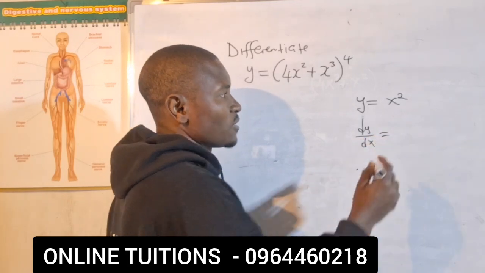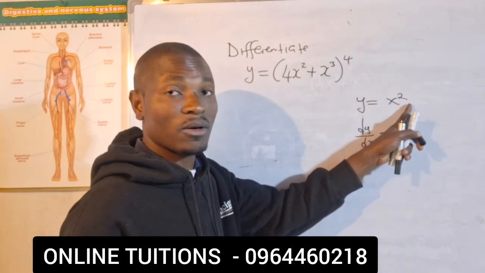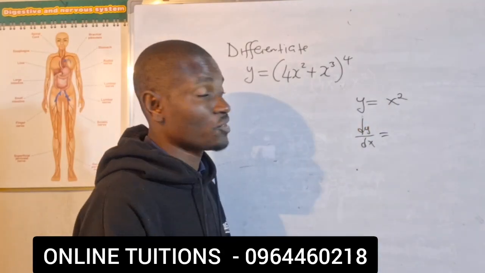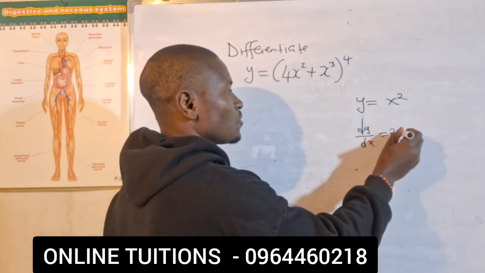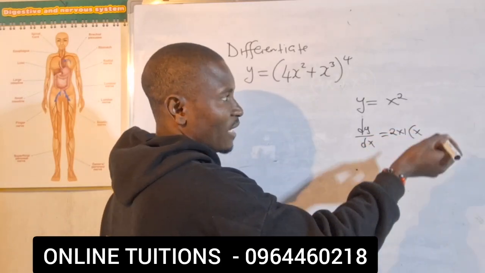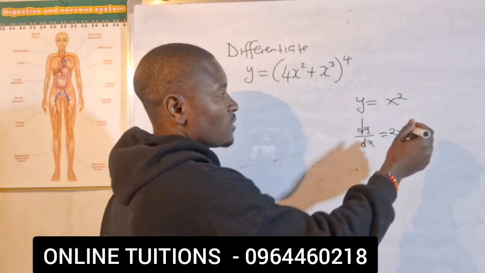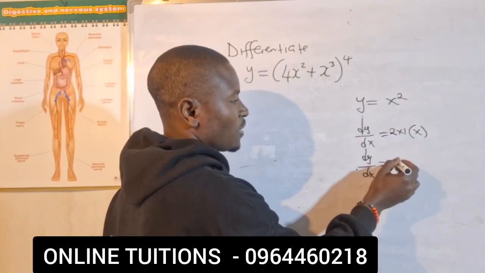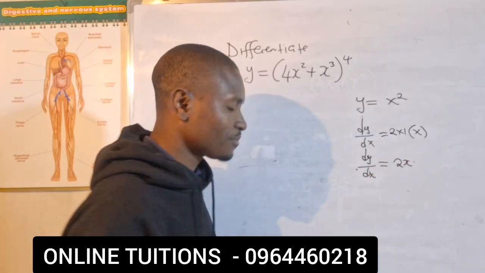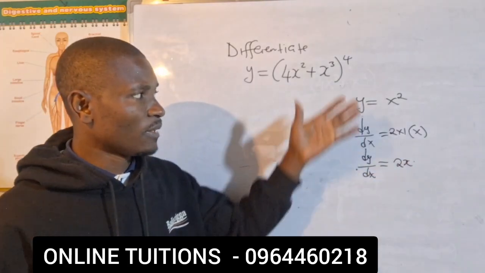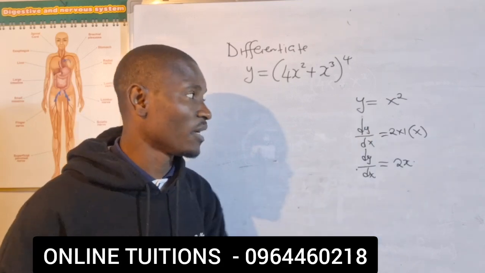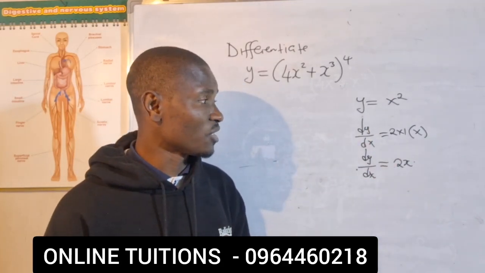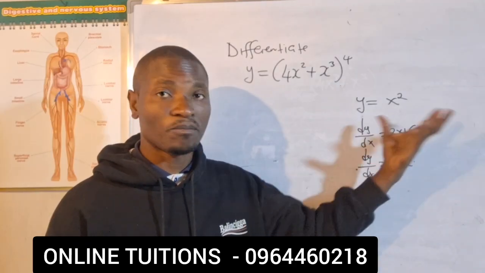So what we did in the previous video was that the power should multiply with the coefficient, and the coefficient in this case is just 1. Let's say 2 times 1, and then the power of x reduces by 1. So dy over dx becomes just 2x. When you look at how we have just solved this differentiation, you can see that it's just the power and the coefficient.